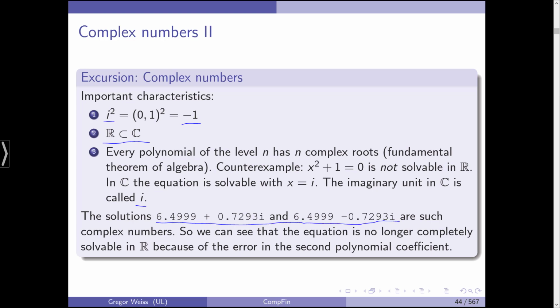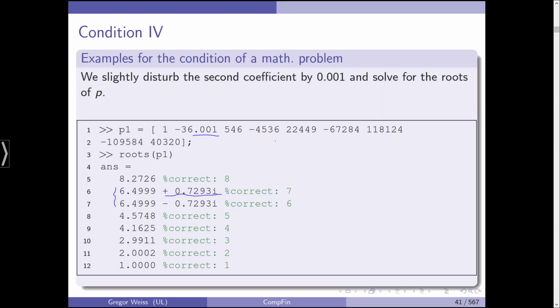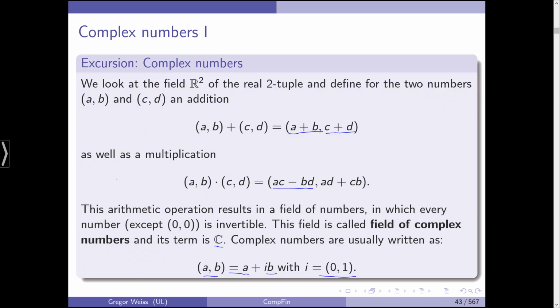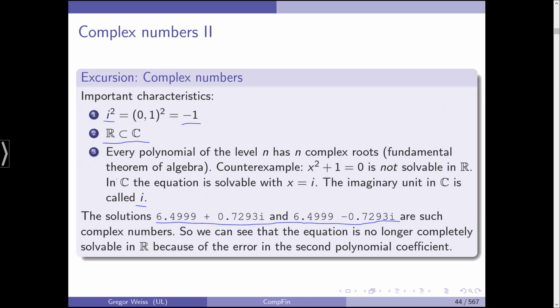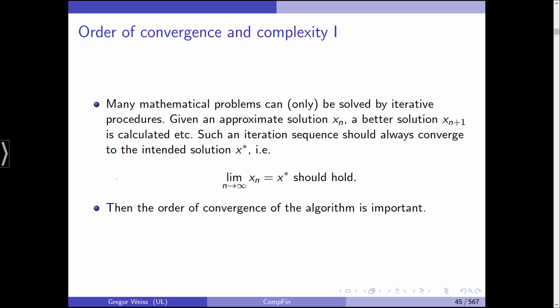So actually what happens is we don't even just have rather large errors, for example here with 8, but in lines 6 and 7, MATLAB actually leaves the real numbers and gives us two complex solutions for our initial problem. So we are not just off when it comes to errors, we're actually leaving the real numbers altogether. Okay.